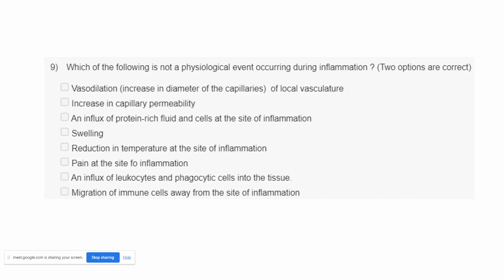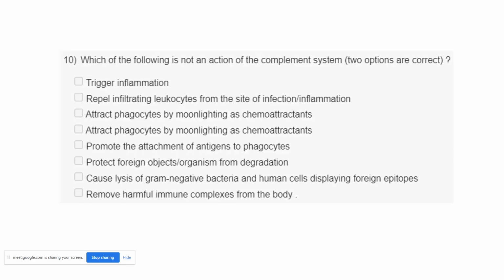Anybody else would like to answer? 5 and 8, ma'am. 5 and 8. Okay. Yes, you guys are all correct. Reduction in temperature at the site of inflammation and migration of immune cells away from the site of inflammation. Rather than migration of immune cells away from the site, it attracts more immune cells to the site of inflammation. And someone already explained reduction in temperature at the site of it. Rather, there will be an increase in temperature at the site of inflammation.